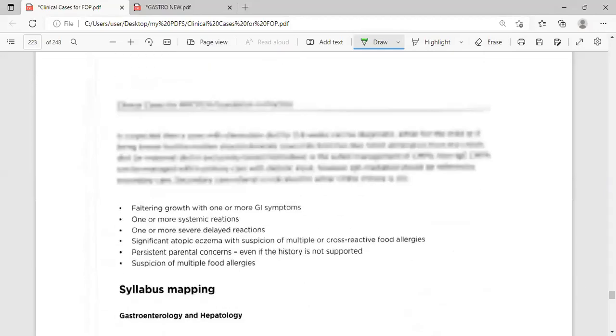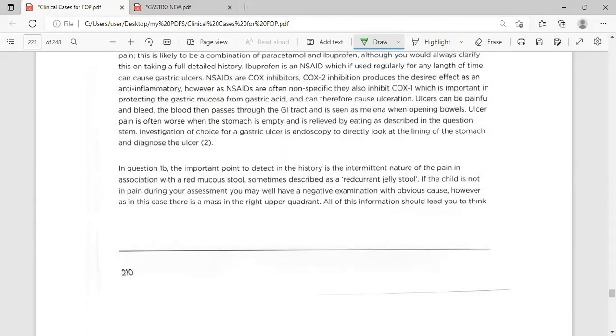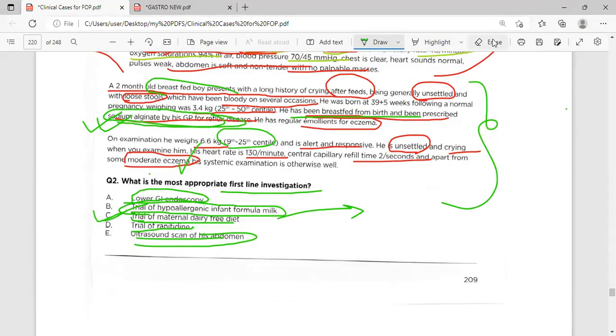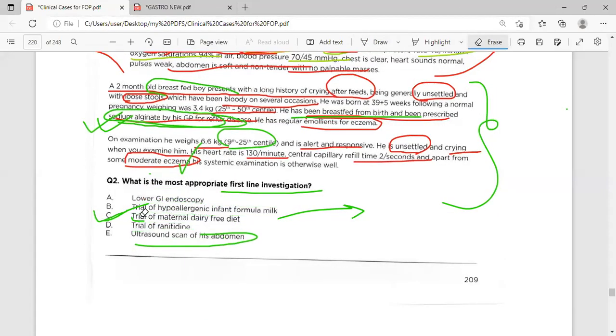Excuse me, Dr. Fatima. Yes. Shouldn't we go for extensively hydrolyzed milk formula? Because it said first line of treatment. Yeah, the first line should be hypoallergenic infant formula. If it doesn't resolve with it, then we should go for amino acid formula milk, and then lastly we should go for maternal dairy-free diet.